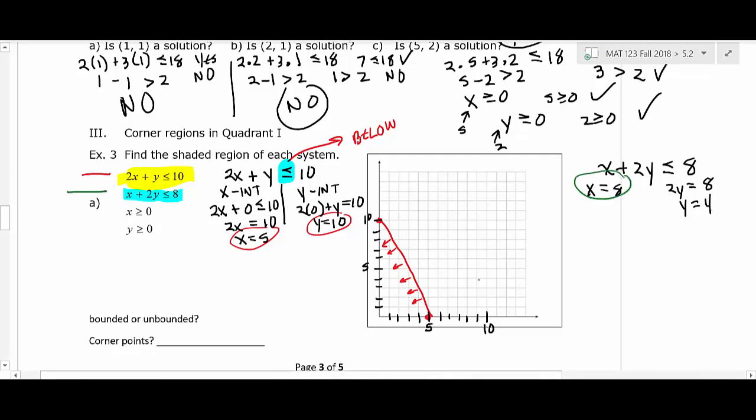Okay, so I'm going to do this second one in green. What you want to do is put a dot on the x-intercept of 8, put a dot on the y-intercept of 4, and then connect the dots. Again, it's going to be a solid line, and it's also going to be shaded below. So go ahead and connect that. Then make a note to yourself that you are below that green line also. Just get that in your mind, okay?